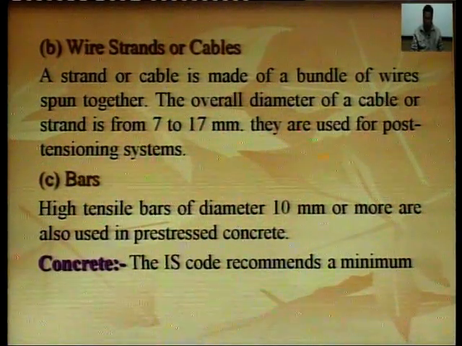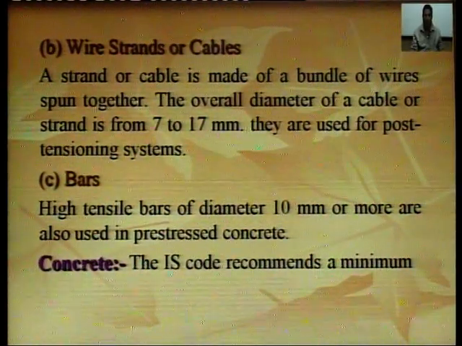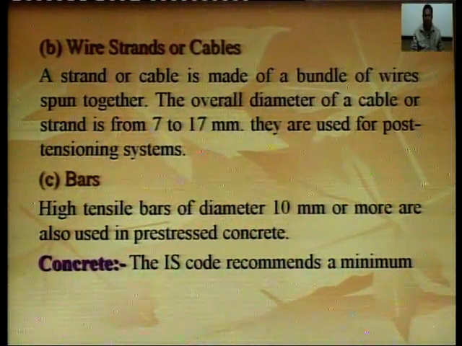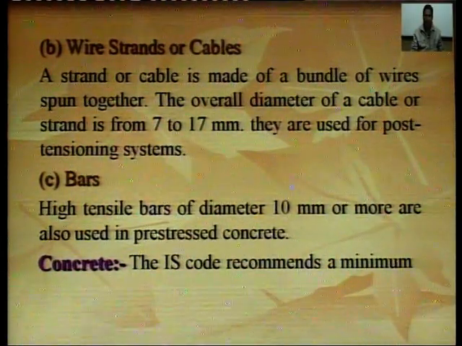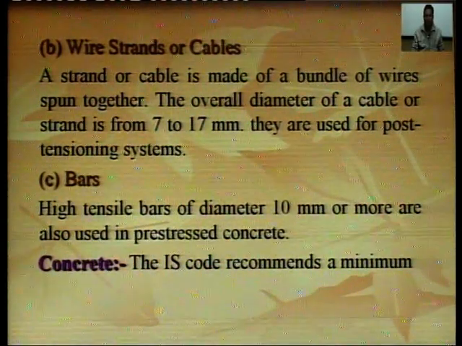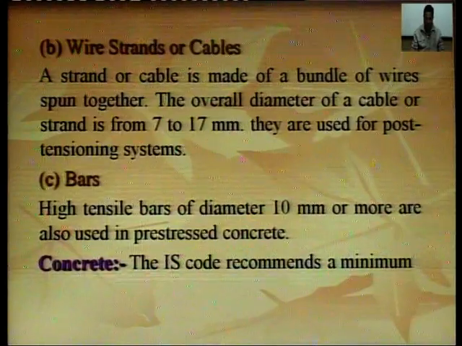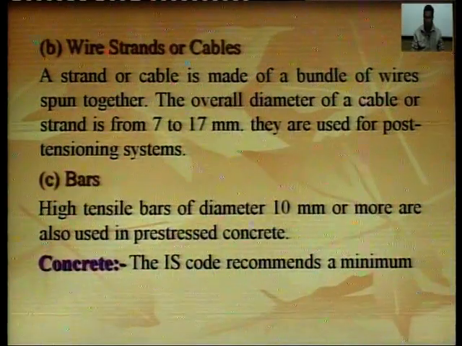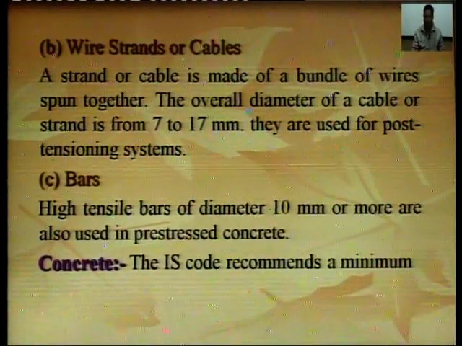The second type of steel used in pre-stressed concrete is wire strand or cable. A strand or cable is made of a bundle of wires spun together. The overall diameter of a cable or strand is from 7 mm to 70 mm. They are used for the post-tensioning system.